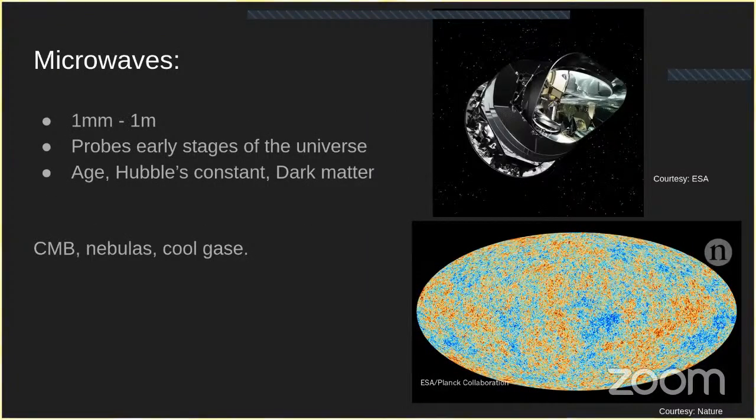The next one is microwaves. In my opinion, this is one of the most interesting discoveries that was made in this century, because microwaves are what was used to observe the CMB, the cosmic microwave background. Microwave radiation has a wavelength range of 1 millimeter to 1 meter, so they're significantly longer wavelength radiations, and the energies associated are also very small.